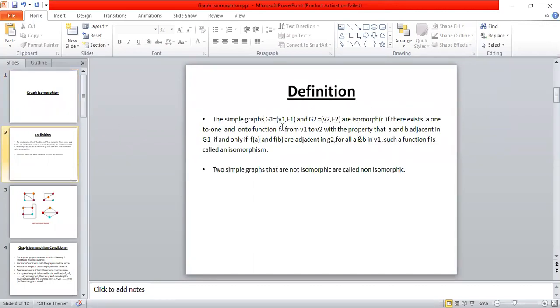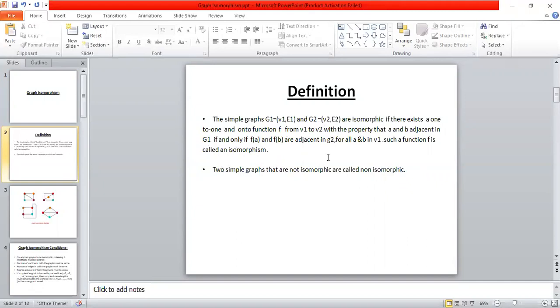The simple graphs G1 = (V1, E1) and G2 = (V2, E2) are isomorphic if there exists a one-to-one and onto function f from V1 to V2 with the property that a and b are adjacent in G1 if and only if f(a) and f(b) are adjacent in G2, for all a and b in V1. Such a function f is called an isomorphism. Two simple graphs that are not isomorphic are called non-isomorphic graphs.